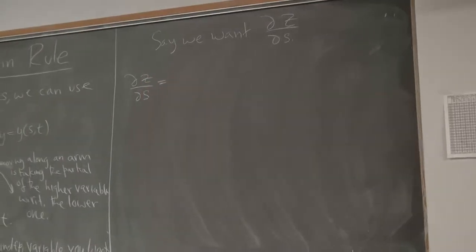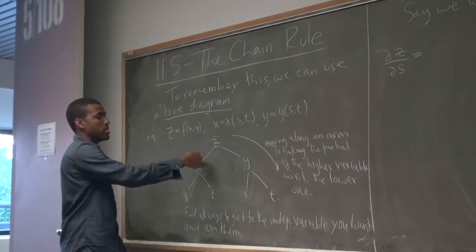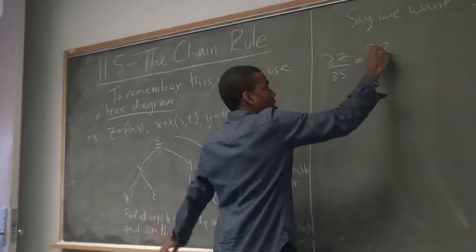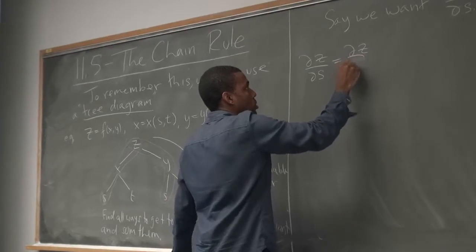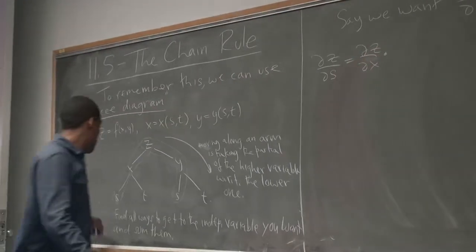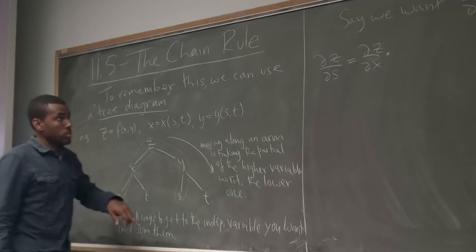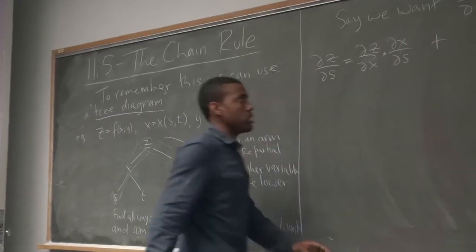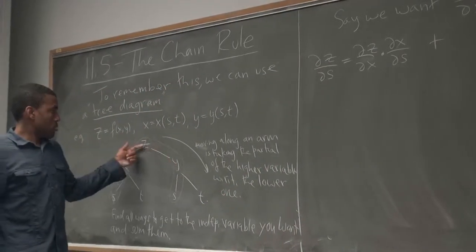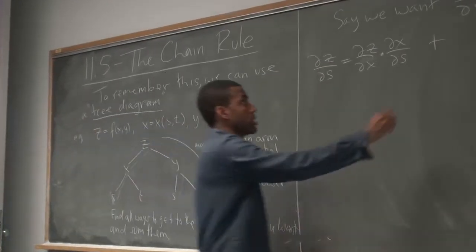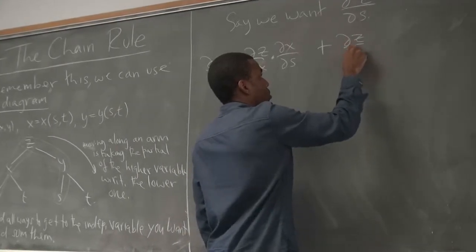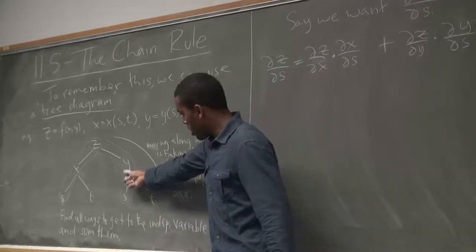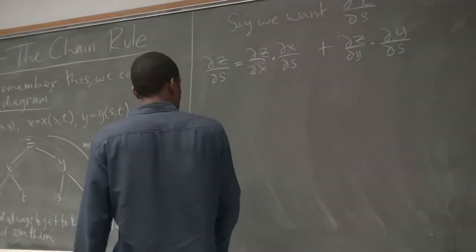So to get to s, one path is to go from z to x. That means you take partial of z with respect to x, and then you multiply by partial of x with respect to s. Plus, then you take the other path, right? Partial of z with respect to y, times partial of y with respect to s would be the other arm of the path, right?